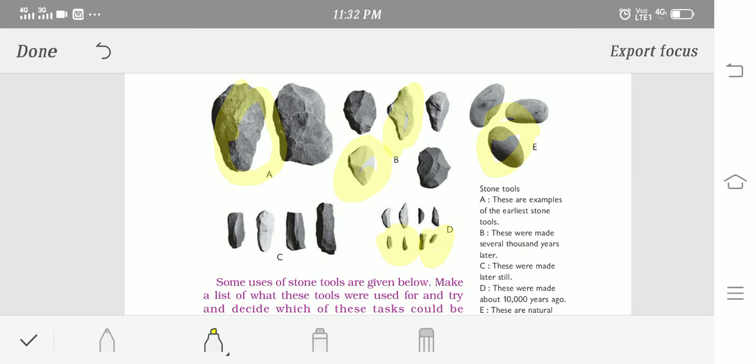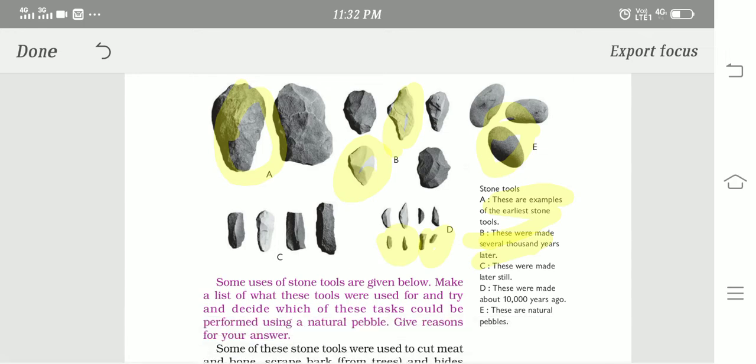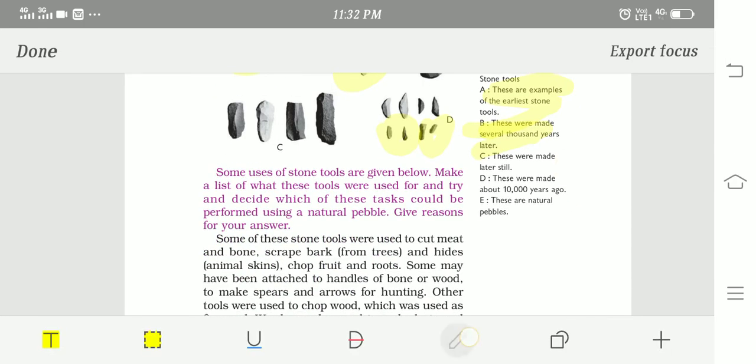You can see A1 is the stone tool earlier people used. Then after several years, their age is different, at different times people used different kinds of tools. This suggests that after years and years, people improved and changed their stone tools, and how perfectly they then shaped them.